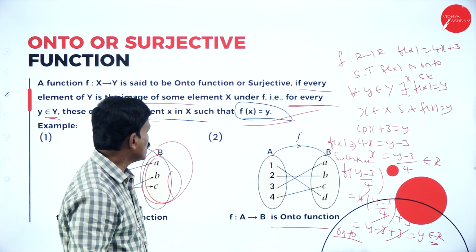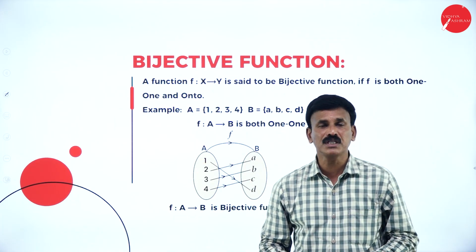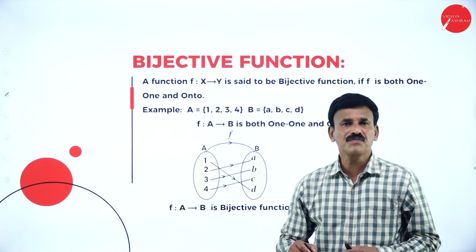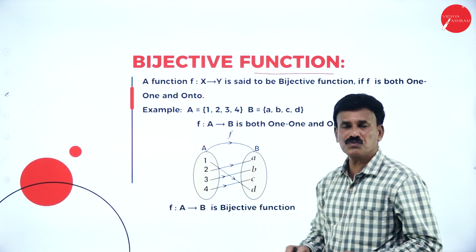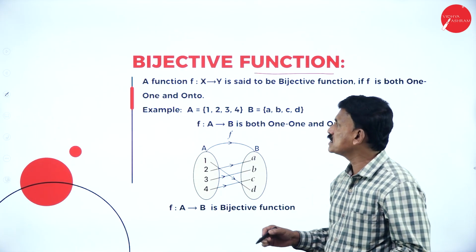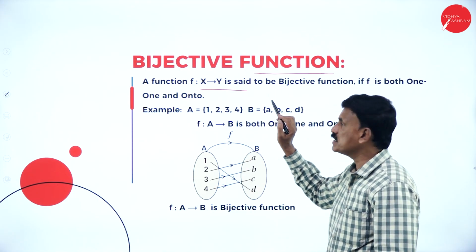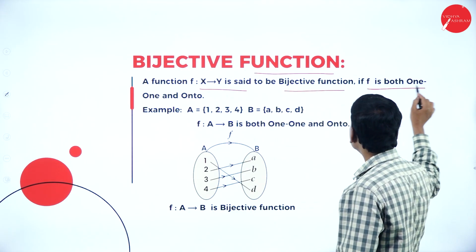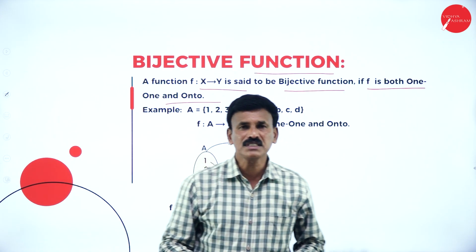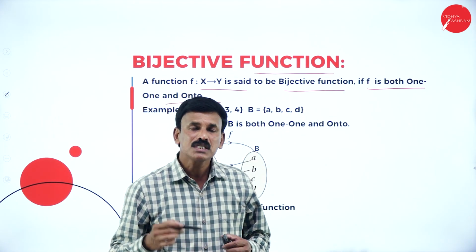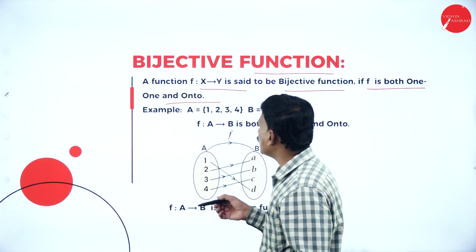Now let us come to the next one. Suppose a function is both one-one and onto, then what is it called? Such a function is called a bijective function. A function f from X to Y is said to be a bijective function if f is both one-one and onto. So if a function is both one-one and onto, such a function is called a bijective function. Now let us take an example.